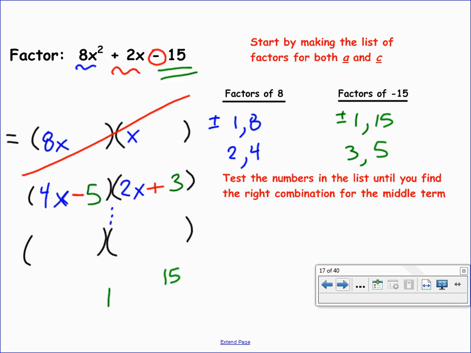And look, a negative with a 5. Now my inner product is negative 5 times 2, which is negative 10x. And that combines to give me the positive 2x. So let's do a quick check.